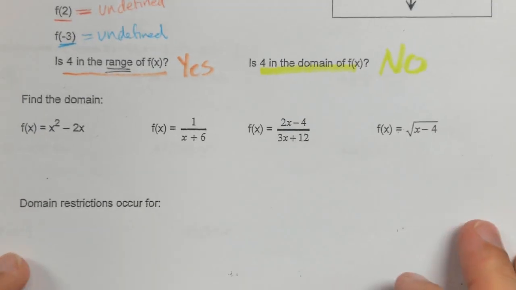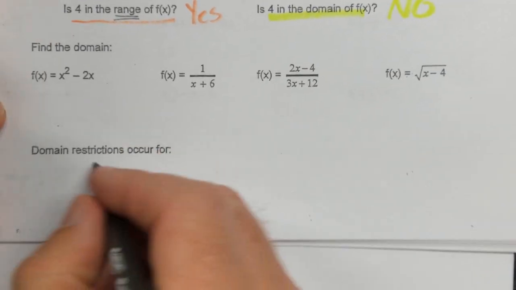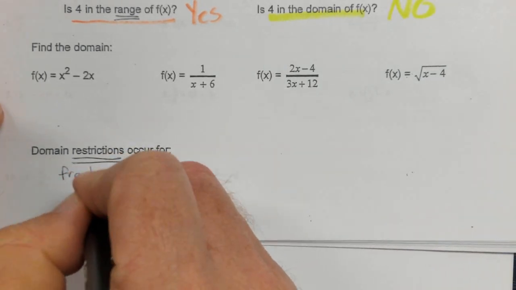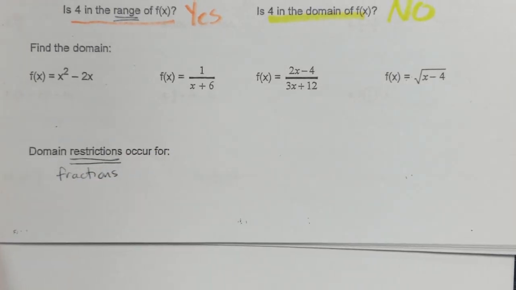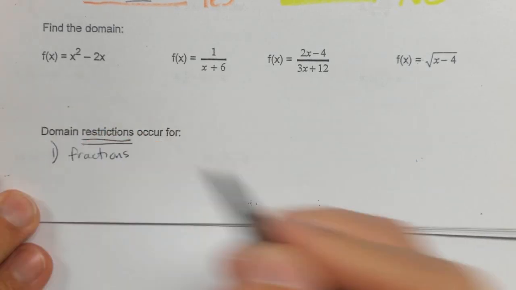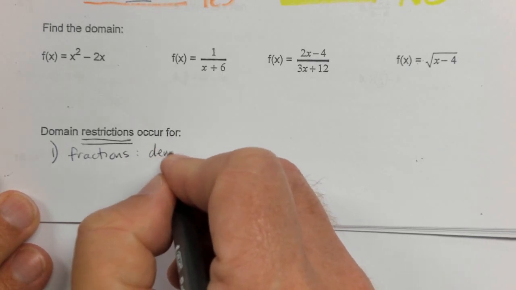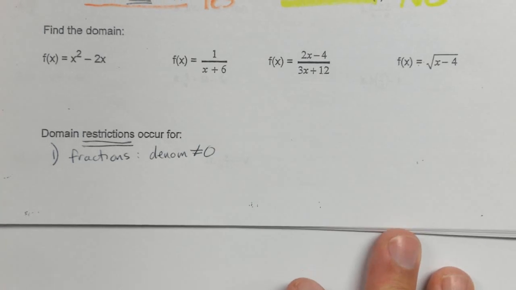Okay, lastly, almost there. Let's do the rule first, and then we can go back and do the questions. Domain restrictions occur for two things for us. There's more than two things, but if we say only two things, that's right for Algebra 2, but then it's not right for pre-cal and calculus and on. So for us, there's two places where domain restrictions occur. They occur for fractions. The denominator can't be 0. You can't divide by 0.